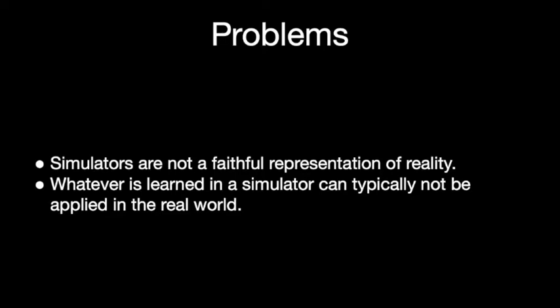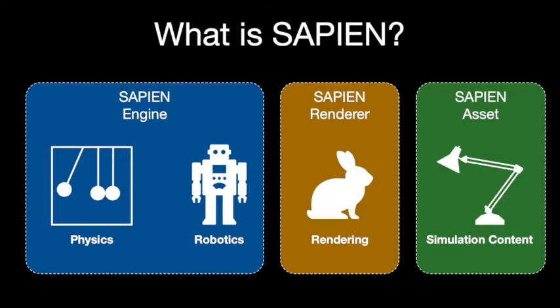There's also a problem. Simulators are not a faithful representation of reality. Whatever is learned in a simulator can typically not be applied in the real world. To make sure whatever the agent learned in the simulator can be transferred to the real world relatively easily, we need accurate physical simulation, robotics integration, realistic rendering, and content for simulations.